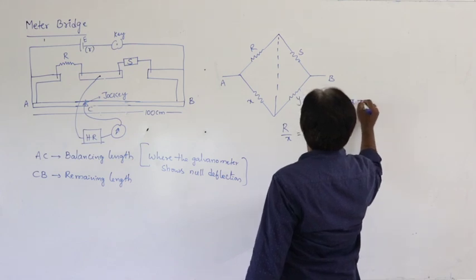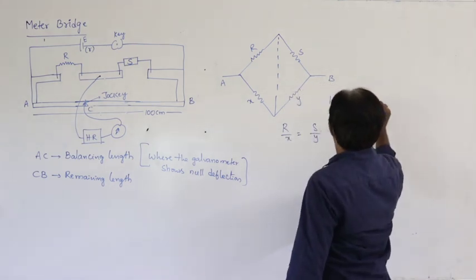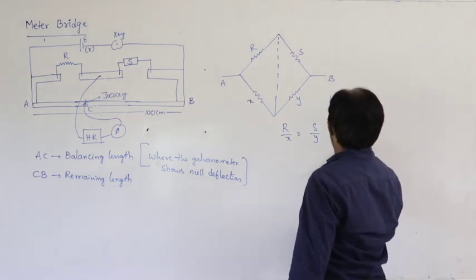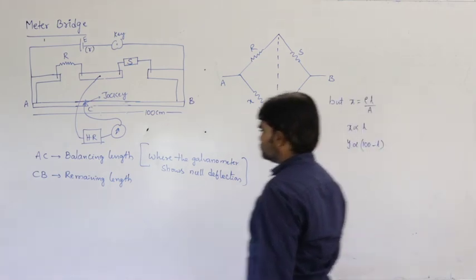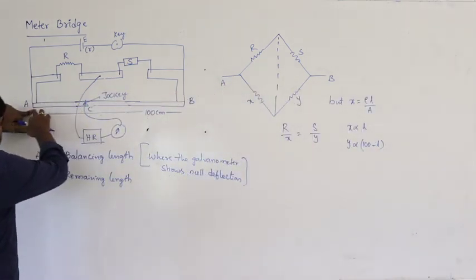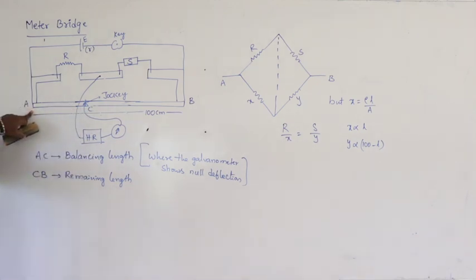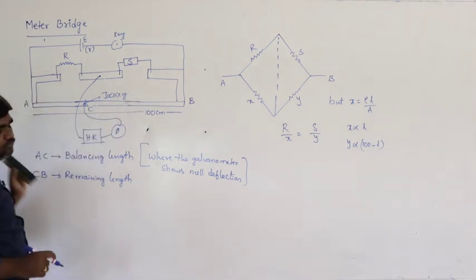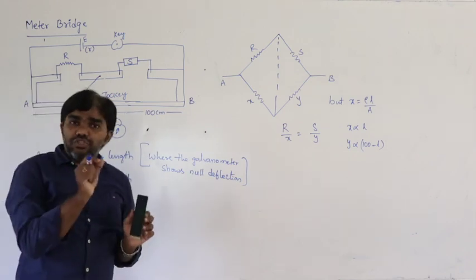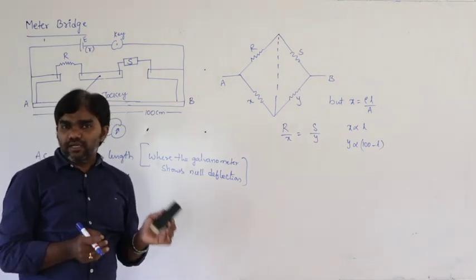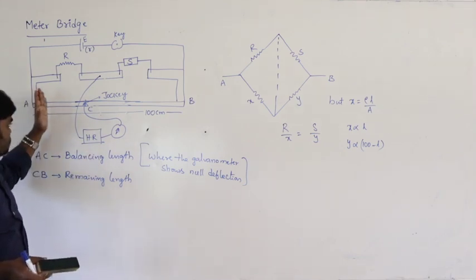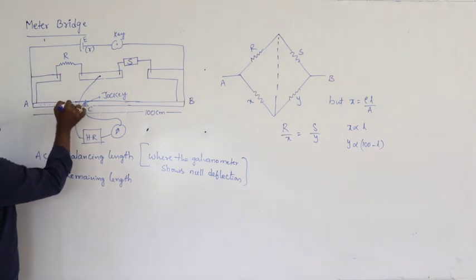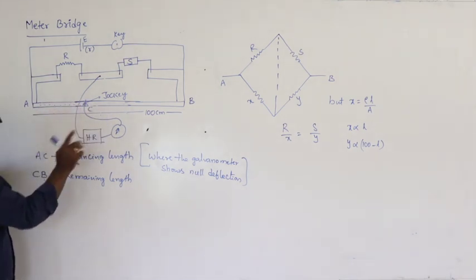But by the resistance formula, R is equal to rho L by A. So X is proportional to L, and Y is proportional to 100 minus L. So AC is the balancing length. That means the jockey is moving on a uniform wire of length 100 centimeter. If the jockey is moving like this, the galvanometer shows deflections.